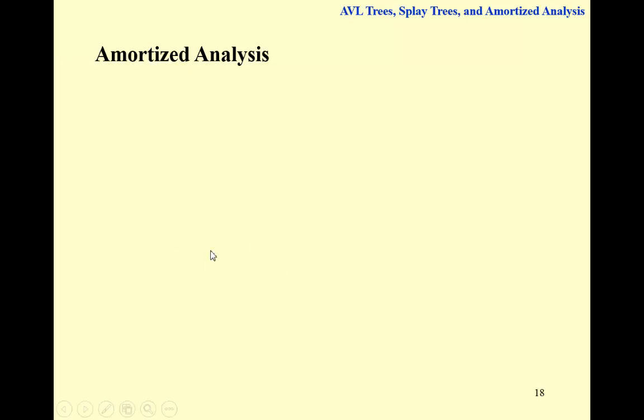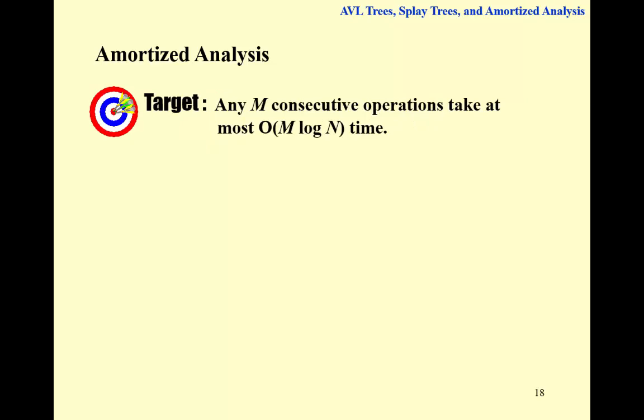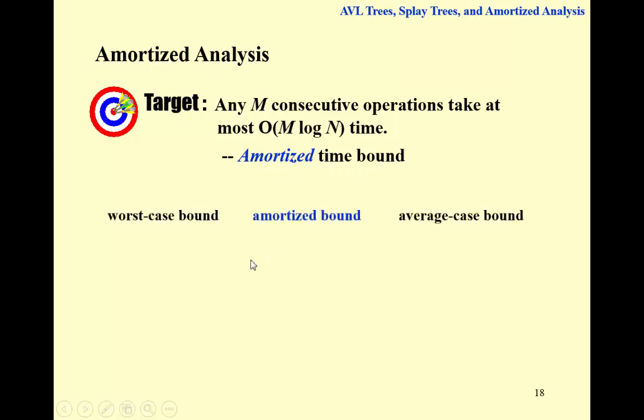Now, amortized analysis. Let's record that the target of the split trees is that any m consecutive operations take at most m times log n time. So averagely speaking, each operation would have a log n time, but that log n is called the amortized time bound. For now, we have studied three kinds of time bounds: worst case bound, amortized bound, and average case bound.